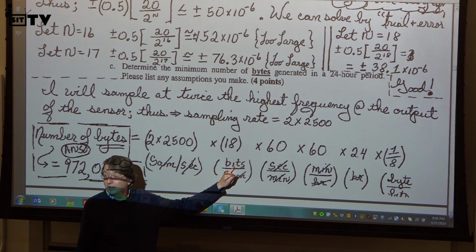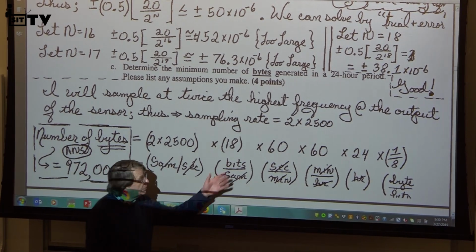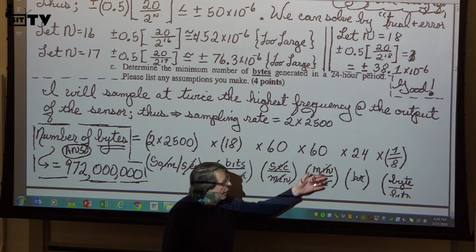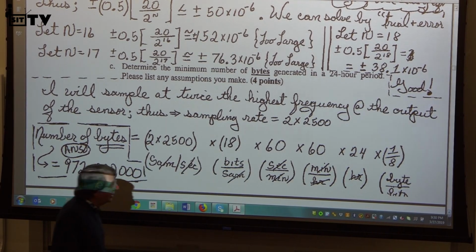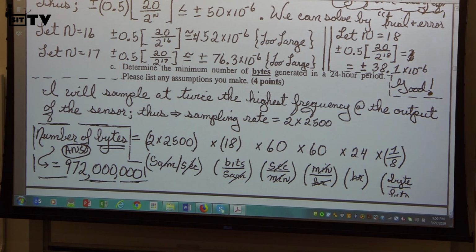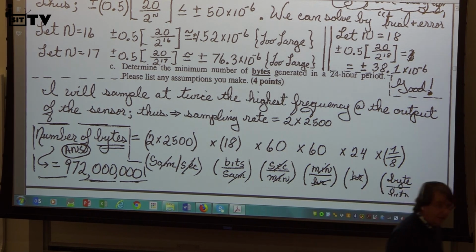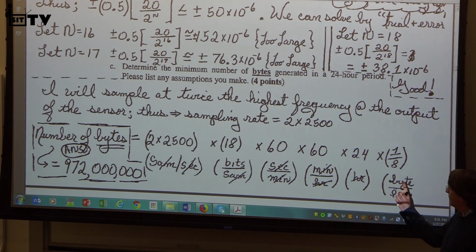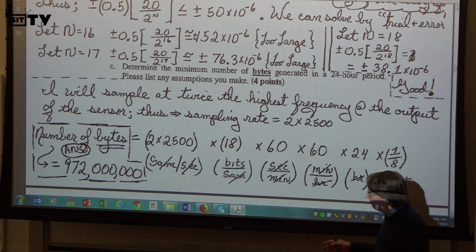Now, times 18. That's bits per sample. Oh, this is too easy. You see? It's bits per sample. Then times 60 seconds in a minute, 60 minutes in an hour, 24 hours in a day. Now, if I follow the units, this gives me bits. But I don't want bits. Typically, computer engineers and people who work in this field measure everything in bytes. So my last conversion is I multiply by 1 over 8, which is 1 byte equals 8 bits. I calculate all this up, and I get a fairly large number.